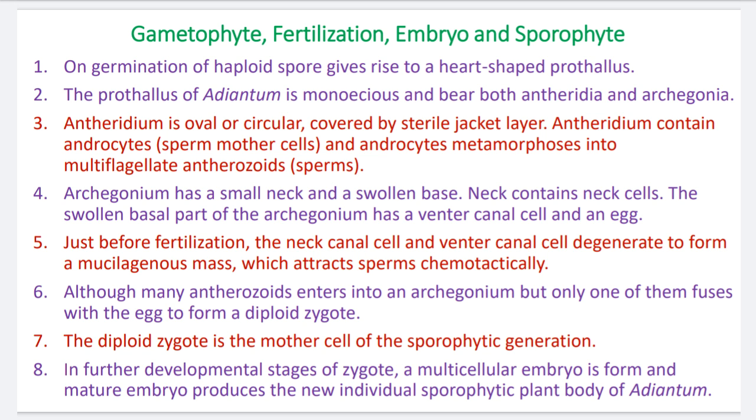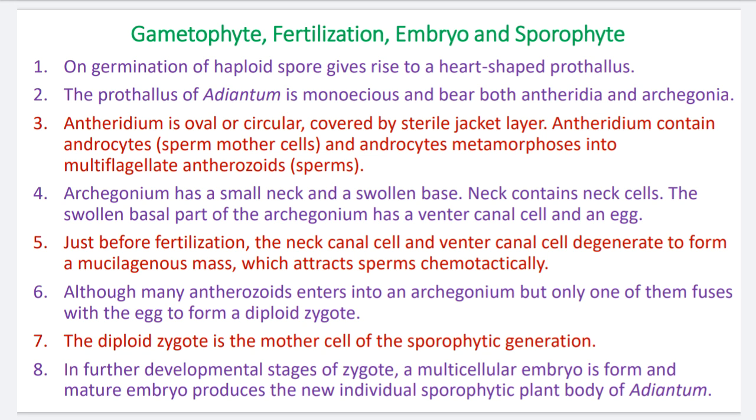Number 4, archegonium has a small neck and swollen base. The neck of the archegonium contains neck cells. The basal part is swollen, and that swollen part has the venter canal cell. There is a single venter canal cell, and at the base of the venter there is an egg. Egg contains the haploid female nucleus, which is the female gamete, and sperm contains the haploid male nucleus, which is the male gamete.